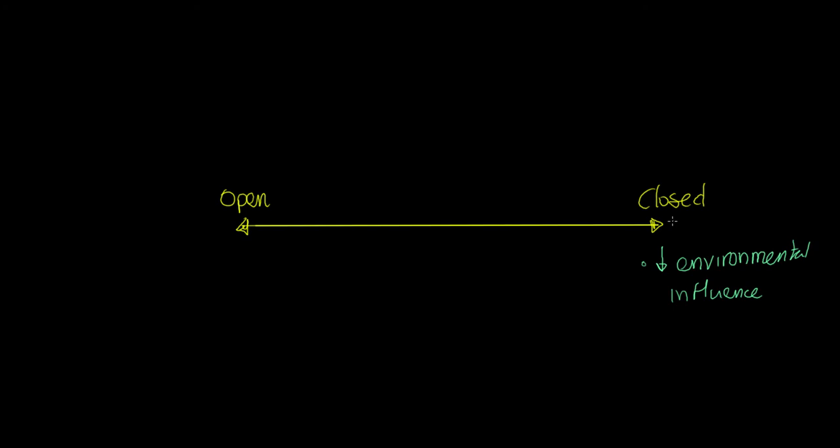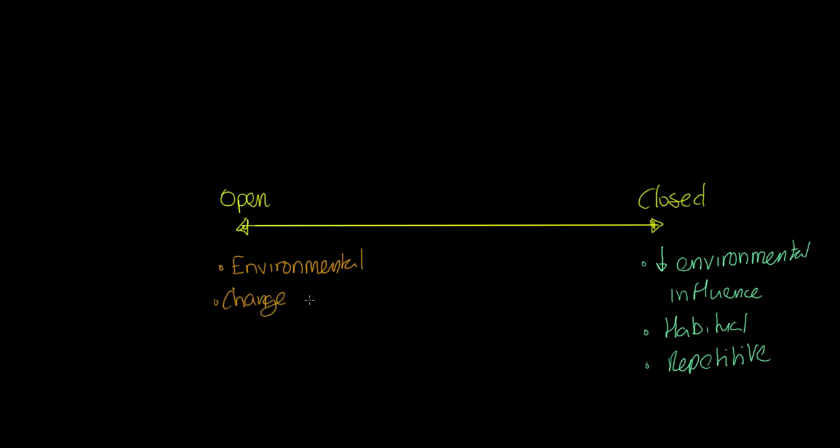What we're saying here is that a closed skill is the same every time. We can describe that as habitual or repetitive. Nothing in the environment is changing to cause this to be different. Whereas something like an open skill, we could even call it a situational skill, has lots of environmental influence. It's therefore very changeable, and we can use the word adaptable.